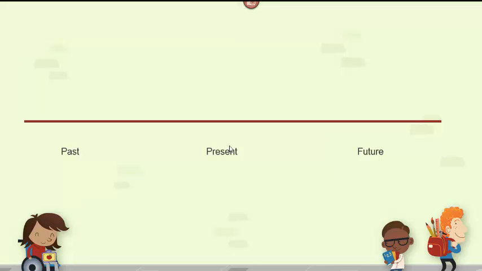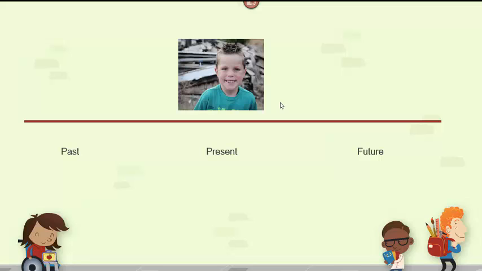Let's start with the present. If something is in the present, it means that it's right now. So it's the way something is at this very moment in time. It's in the present. So let's take a look at a picture of a little boy in the present. So this is a picture of this boy right now. He's probably about the same age you are.